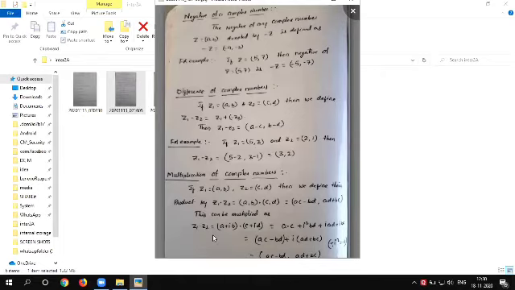Z1 into Z2, we simply write that Z1 can be written as a plus ib. We already discussed this in the last class. (a, b) is nothing but a plus ib and (c, d) is nothing but c plus id. We have to multiply these two complex numbers. In this topic, the numbers are nothing but complex numbers. Now, a plus ib into c plus id.